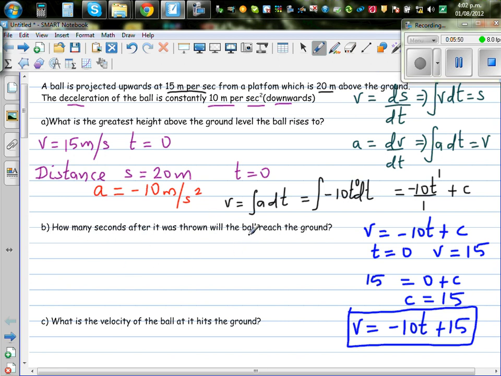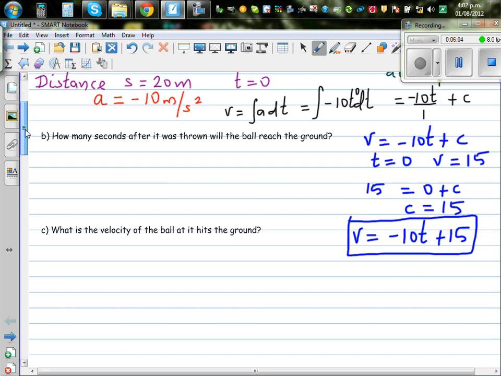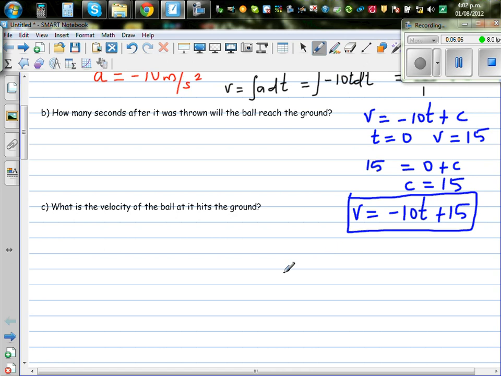Now the question is, what's the greatest height that the ball has reached? So we want to find s. Let me use a different color. S is, as we saw, the integration of v dt. Integrate velocity, which is a gradient function, with respect to time, and you get distance. So now you know velocity is minus 10t plus 15, dt.